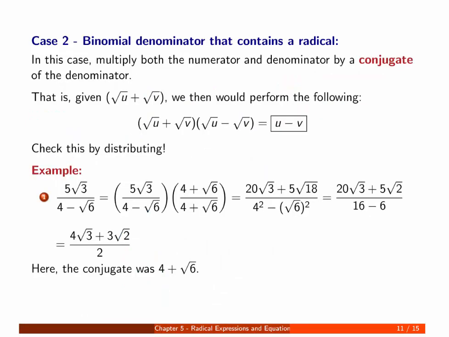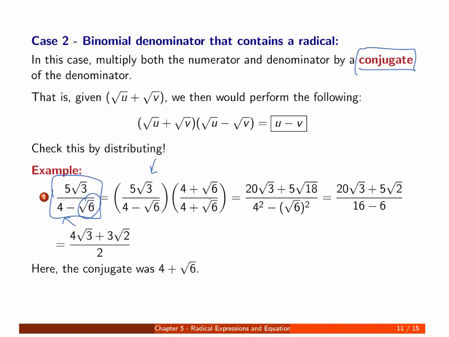If, however, you're dealing with a binomial, then you're going to have to use something called the conjugate, which is quite simple, and it takes advantage of a difference of squares. Take a look at this example. I only have one because there's really only one option. To get rid of this, I can't multiply top and bottom by root 6 because that would distribute to this 4 and you'd be left with 4 root 6. While this would be 6, this would be 4 root 6, so it's kind of a waste of time.